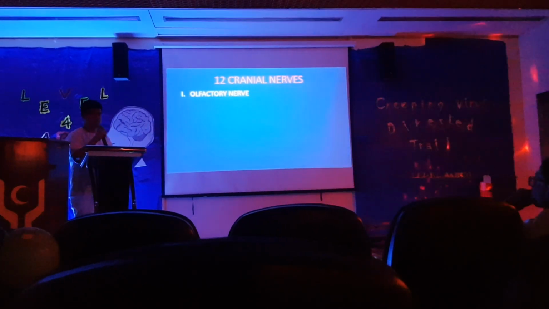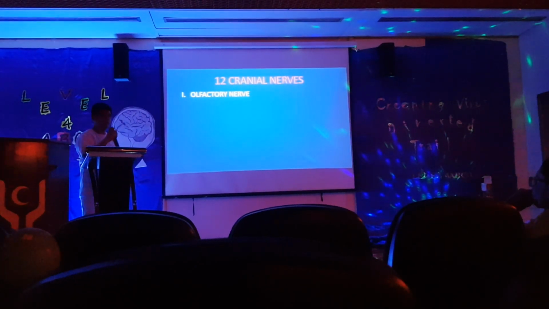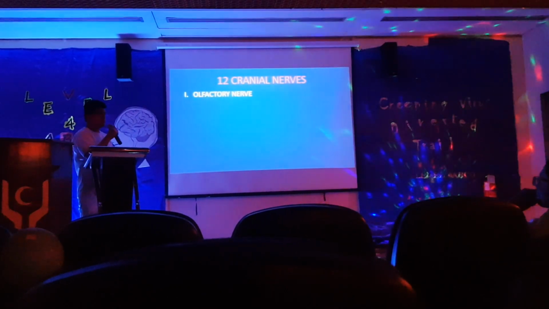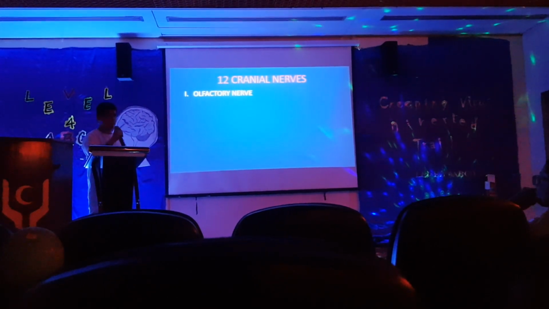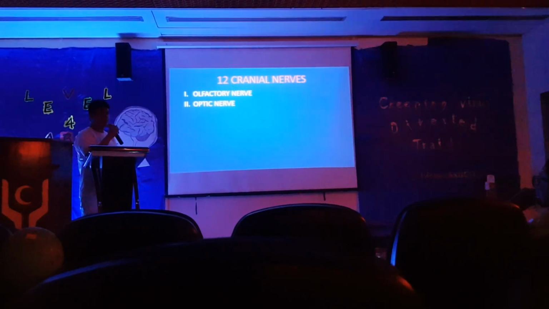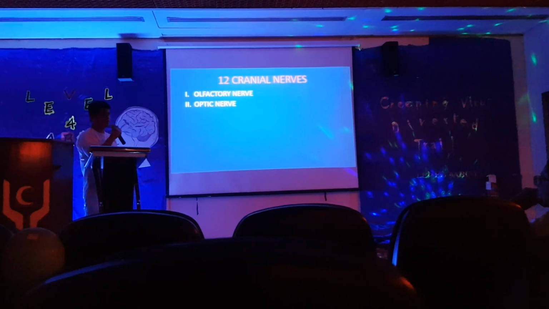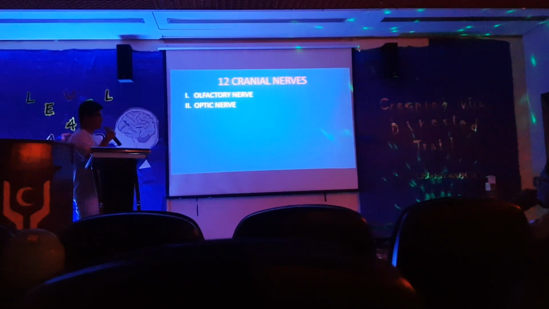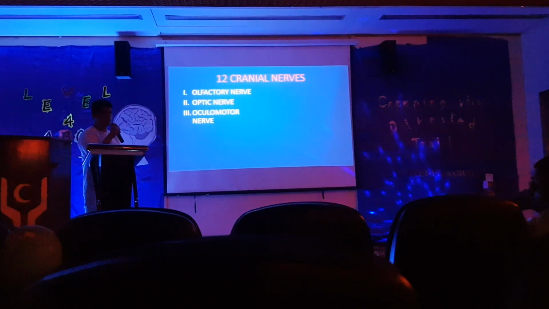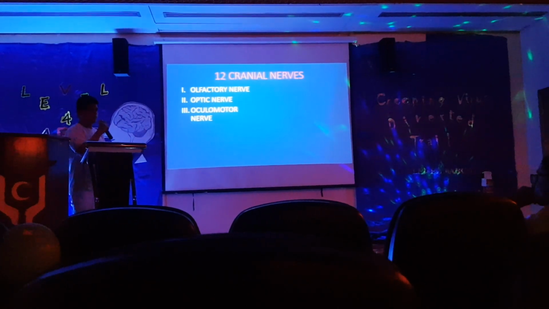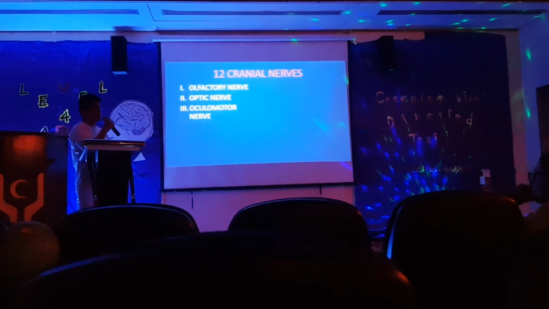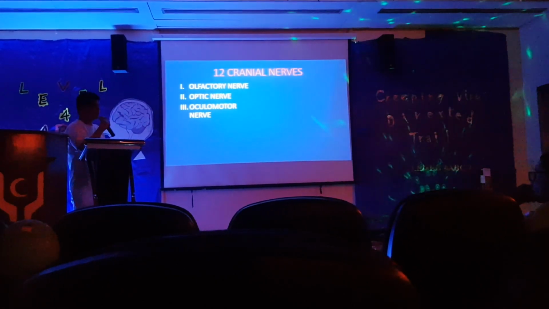Cranial nerve number 1 is the olfactory nerve. The olfactory nerve is responsible for the sense of smell, but this is one of the few nerves that is capable of regeneration. Cranial nerve number 2 is the optic nerve. The optic nerve carries visual information from the retina of the eye to the brain. Cranial nerve number 3, the oculomotor. The oculomotor nerve is responsible for the movement of the eye, constriction of the pupil, and maintaining the eyelid open.